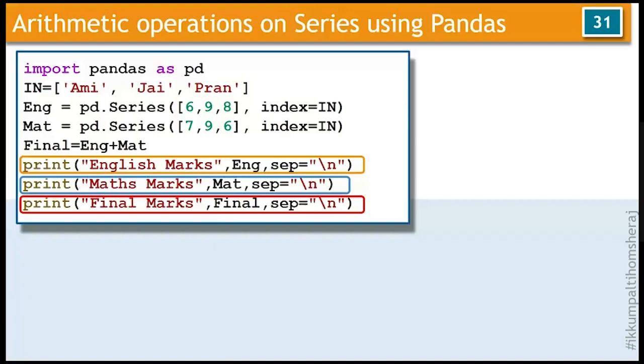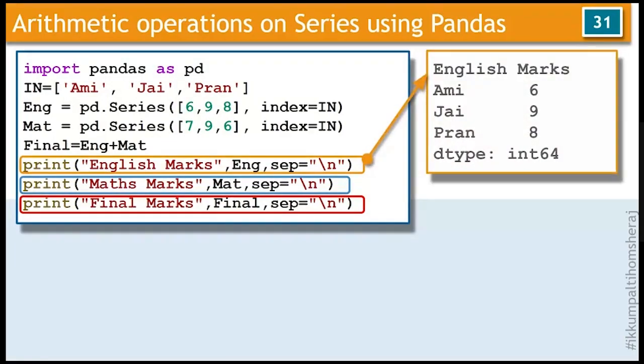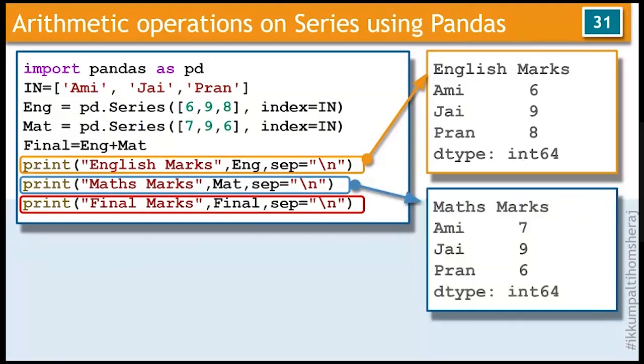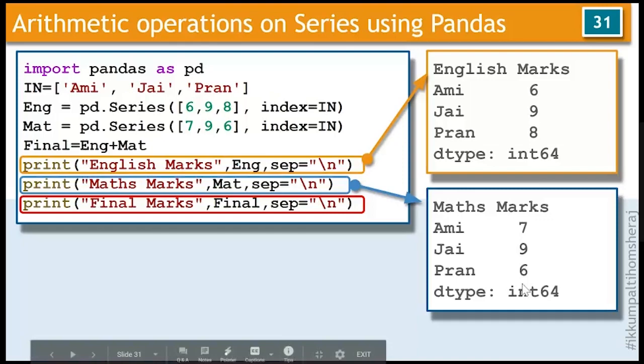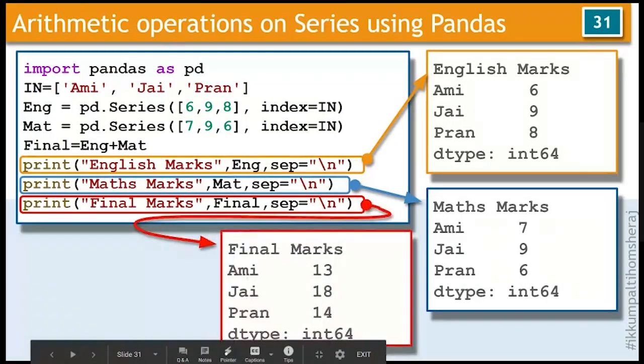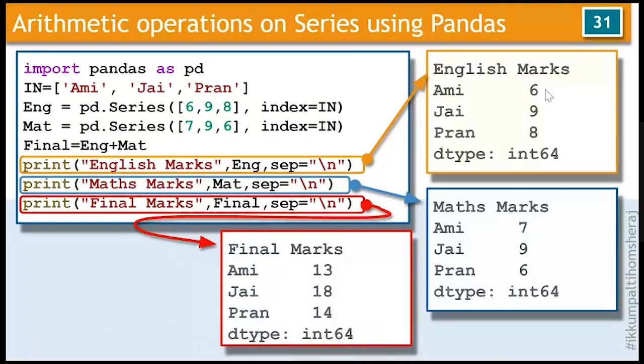So first of all, let's see what is the content of English. This is how you will see the English marks, where the marks of English are listed. Second, if we see the content of math marks, it is going to be 7, 9, 6. And if we look at the final marks, it is going to be the addition of the corresponding elements. So basically, their indexes are matching, and that is why 6 will be added to 7, 9 will be added to 9, and 8 will be added to 6.